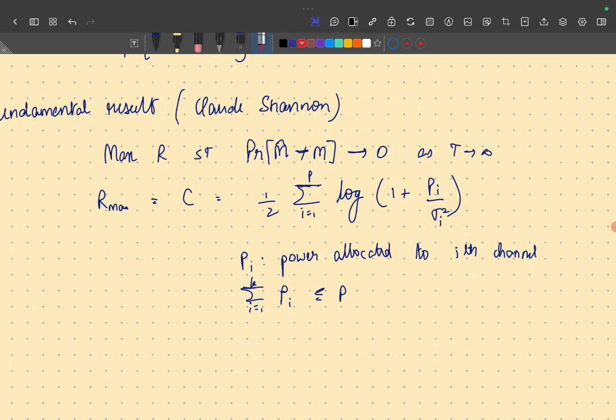What if you make Pi proportional to sigma i square and then normalize it such that the sum equals P? Okay, so Pi proportional to sigma i square. So each of the terms in the summation, that log part, will be equal, all of them. Basically, one suggestion is let's make each Pi proportional to sigma i square, which means that if there's more noise variance, then allocate more power.